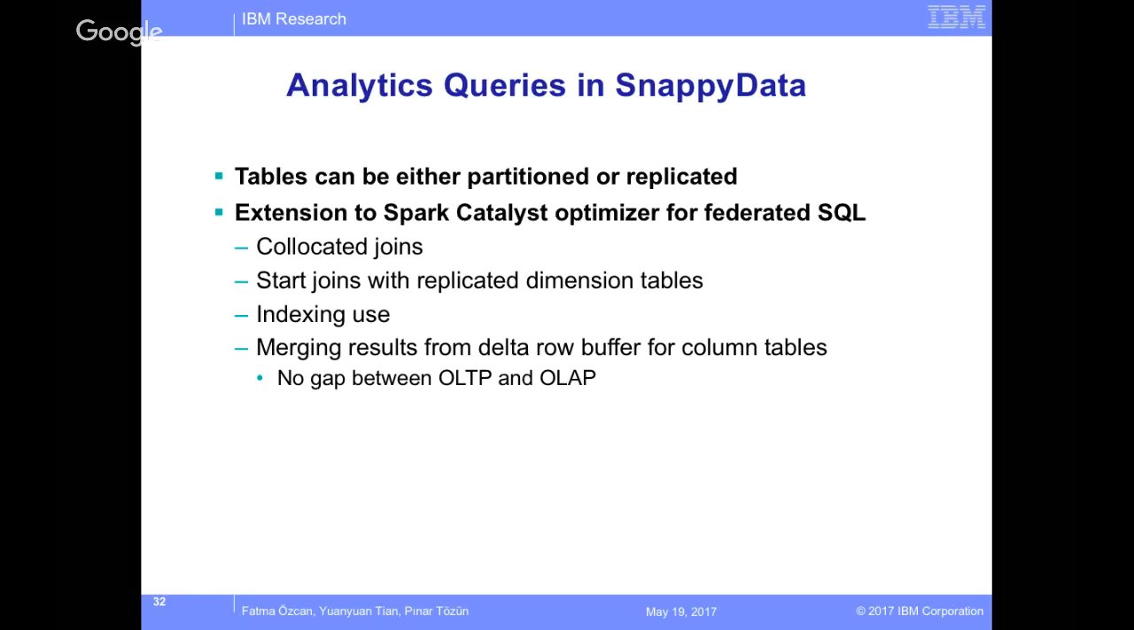So for OLAP queries, a table can be either partitioned or replicated. And they actually extended the Spark Catalyst optimizer to push down some of the queries into Gemfire. So it's a kind of federated SQL. They also added a couple more rules to allow for collocated joins, since they know the partitioners. They can support star joins with a replicated dimension table if one table is replicated. They can make use of the indexes. They even merge the results from the delta row table and the column table so that you get the latest data.